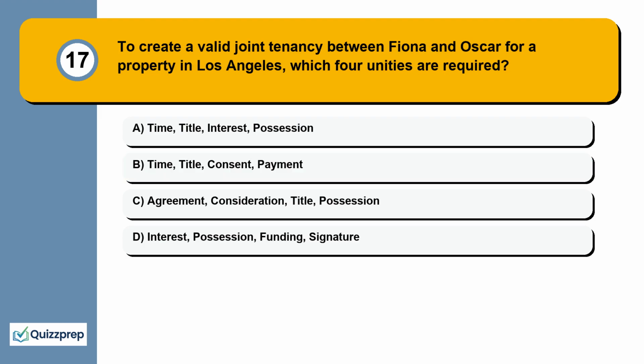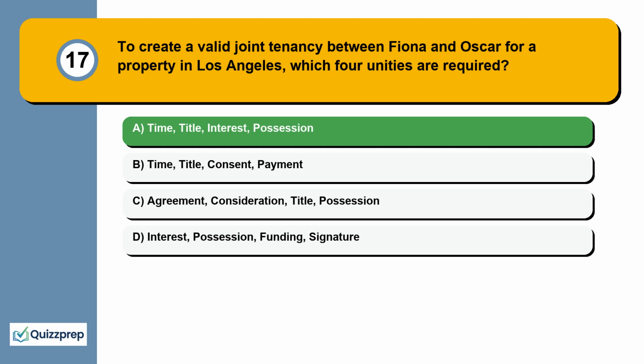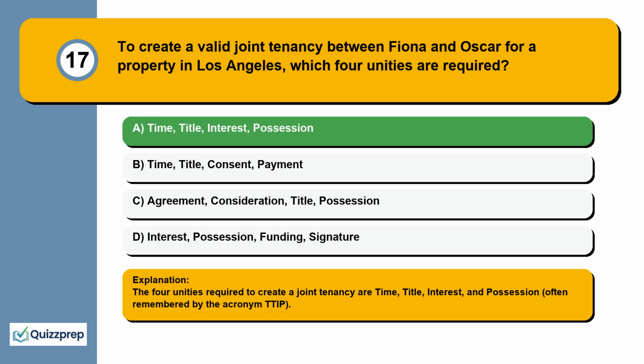Question 17. To create a valid joint tenancy between Fiona and Oscar for a property in Los Angeles, which 4 unities are required? Time, title, interest, possession. Time, title, consent, payment. Agreement, consideration, title, possession. Interest, possession, funding, signature. The 4 unities required to create a joint tenancy are time, title, interest, and possession, often remembered by the acronym TTIP.